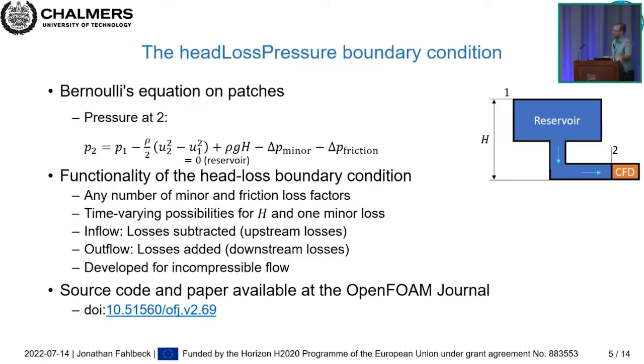We can specify any number of minor and friction loss factors, and we have also included some time varying possibilities. For instance, we can vary the head or vary one minor loss coefficient, modeling a valve closing sequence. I showed simulations of that at the last OpenFOAM conference or workshop. One important thing is that for inflow cases, the losses are subtracted since they are upstream, while for an outflow case, the losses need to be added to the patch since they are downstream. And this is developed in an incompressible formulation.